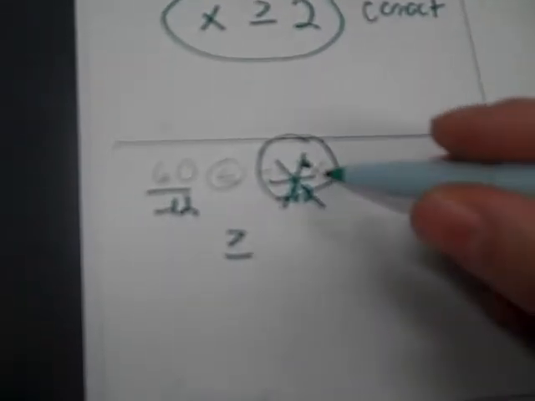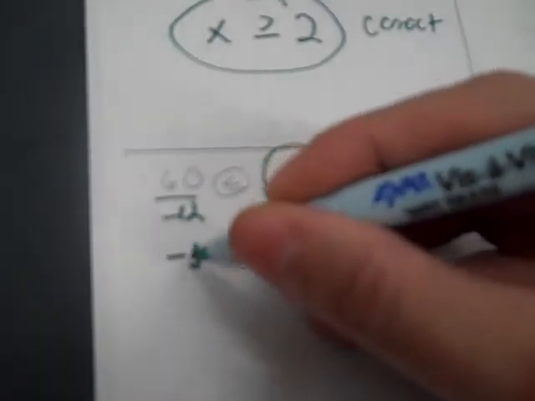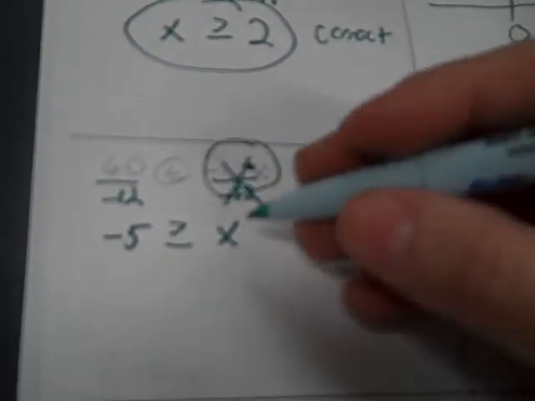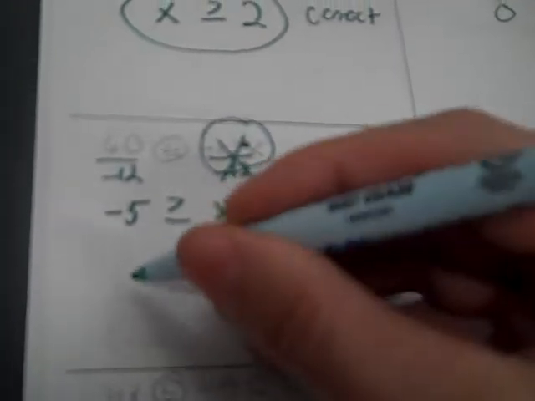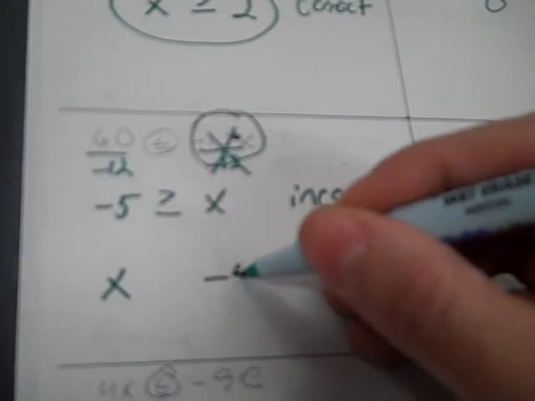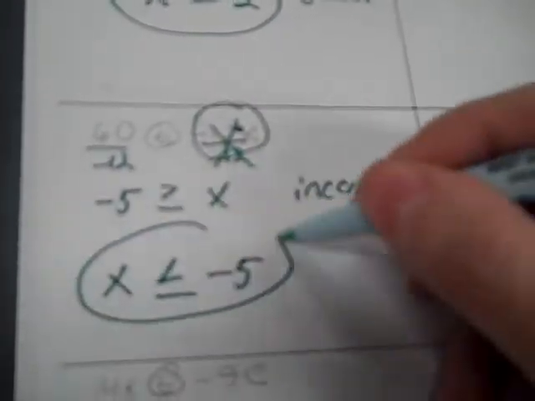Okay, now the x is here. Put it there. 60 divided by negative 12 is negative 5. Okay, that ordering is incorrect. I need to reorder the sentence so the x comes before the negative 5, and then the sign flips. Negative 5 is a critical number, can be equal to it, so circle it. Goes that way.